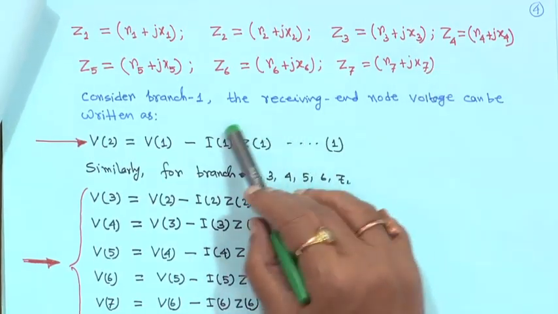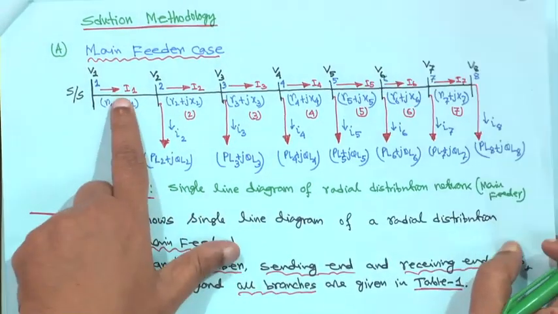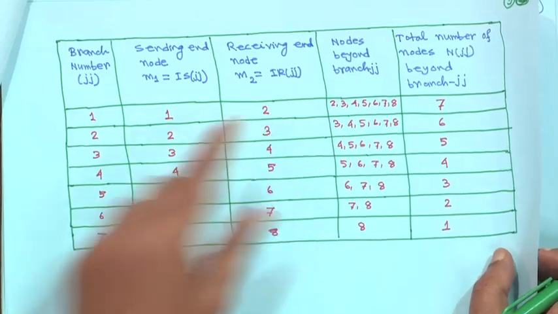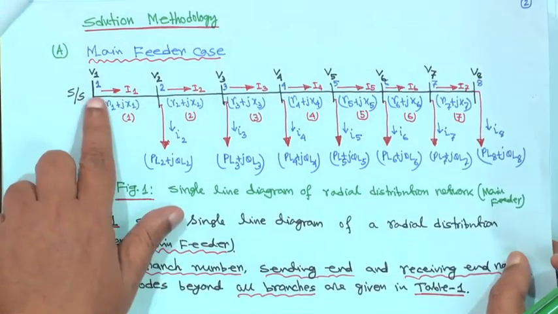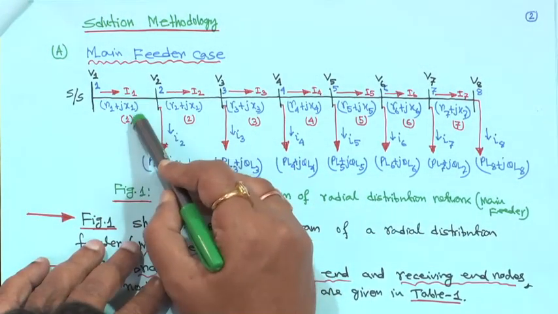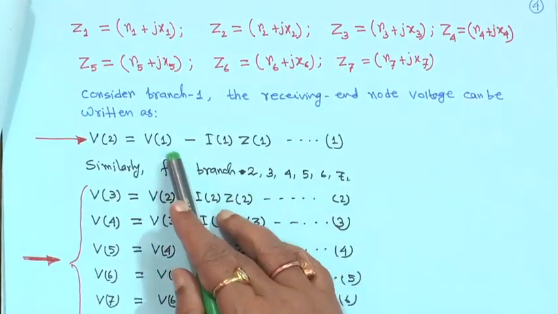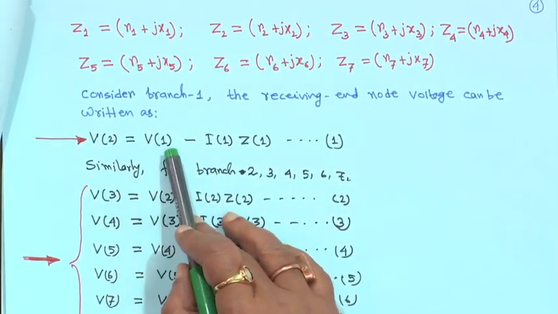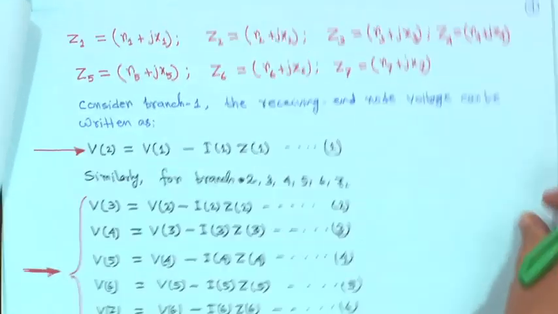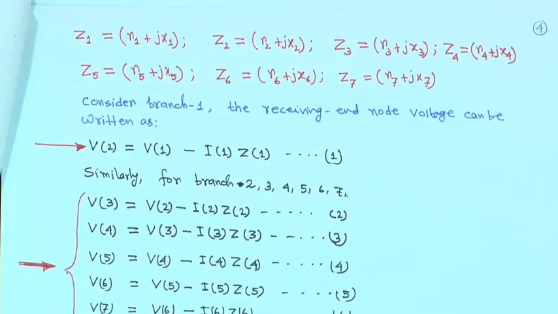Now, if you consider branch 1, the receiving end node voltage can be written as follows. Consider this branch 1, right. Similarly, for branch 1, if you look at the table, there is the sending end node and receiving end node, right, and from the diagram this is the sending end node, this is branch 1, right. V 2 will be V 1 minus I 1 into Z 1, because Z 1 is equal to R 1 plus j X 1. So, V 2 will be V 1 minus I 1 Z 1. I told you V 2 and the suffix 2 in brackets are the same, Z everything is the same. Here I am writing Z 1, Z 2 this way for easy writing, but everything remains the same, right.